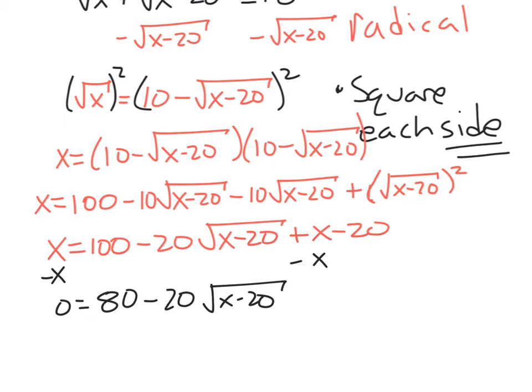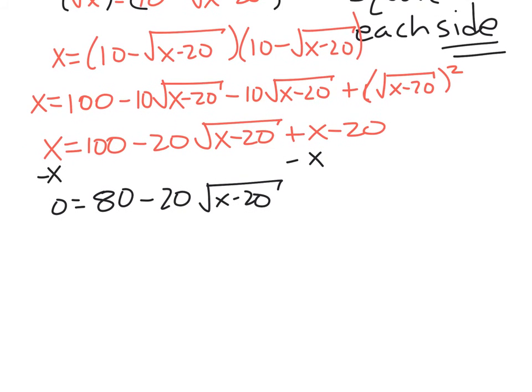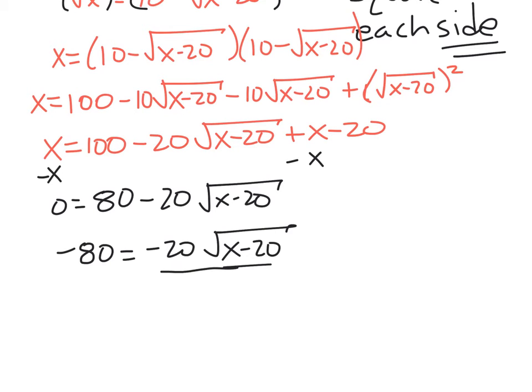Should be able to isolate it, right? We still got to isolate it, so what's that mean? Subtract 80 plus 20. Yeah, okay, so it doesn't matter. So we can do negative 80 equals negative 20 square root of x minus 20. They're being multiplied. So divide by negative 20. So then we have 4 equals the square root of x minus 20.